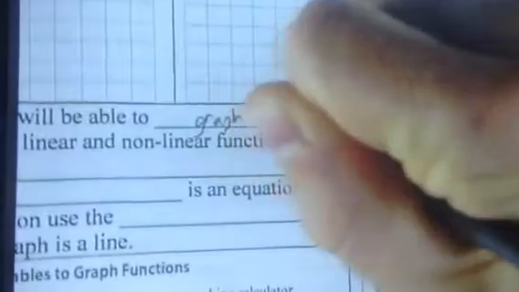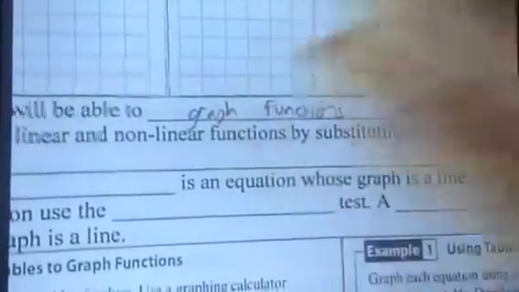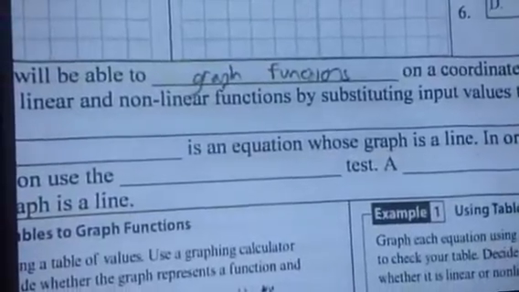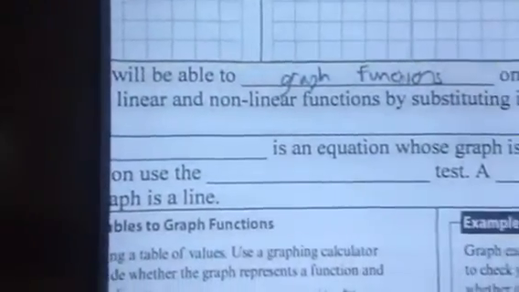We're on lesson 30. Our objective says I will be able to graph functions. I'll be able to graph functions on a coordinate grid created from linear and nonlinear functions by substituting input values to determine output values.